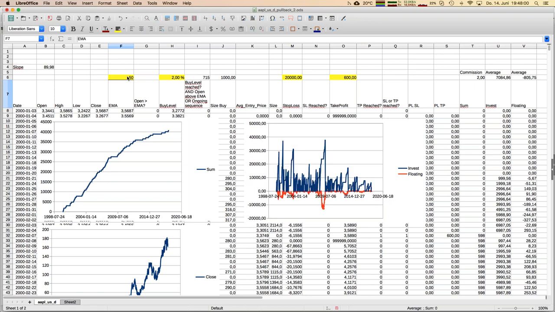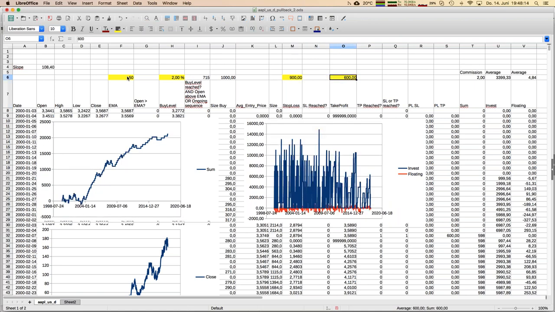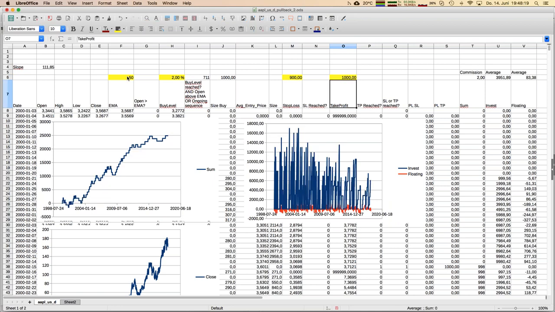Let me change the EMA period a little bit to other values, and not have a stop loss value of 20,000. Let's go back to 900 and go back to the take profit of 1,000. Then we still have quite a well-looking equity, so it works well. And that we can do for all stock companies, all your pre-selected list of interesting companies, and you find a good set of parameters for how to trade that company. And the concept is really working.